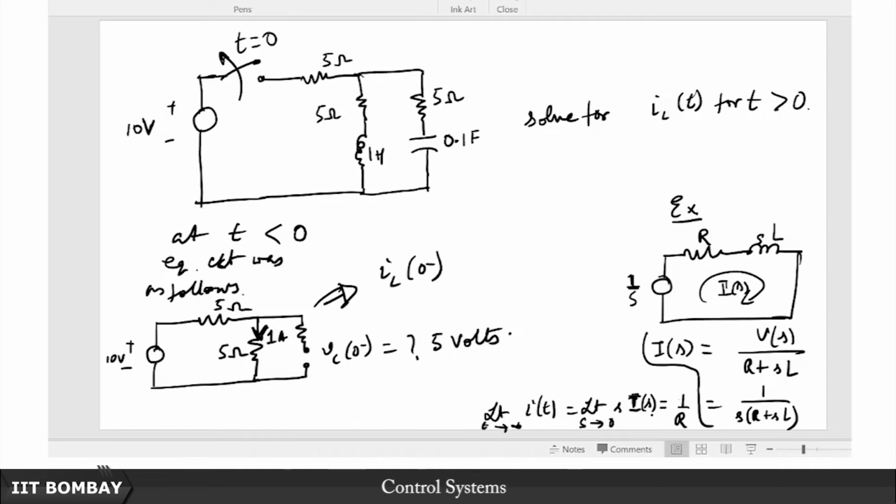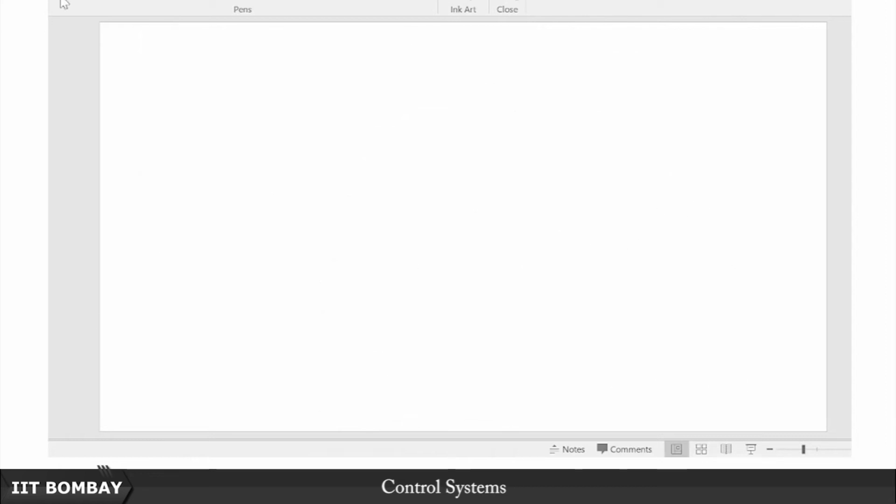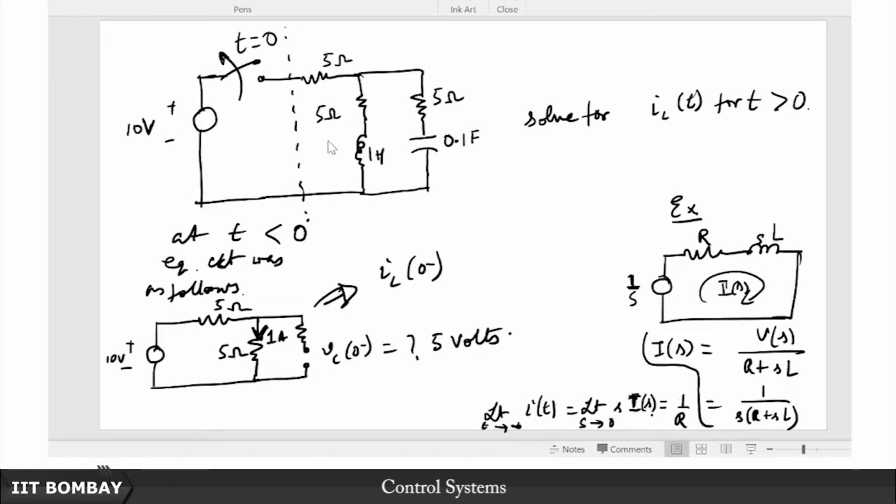So now we can draw the equivalent circuit for t greater than 0. We have to totally ignore this part now, because this part is playing no more role. So we replace each of these elements with not just their equivalent frequency domain representations, that is SL and 1 by SC, but also with those initial conditions incorporated in the form of these sources. Once we do that, this is how our circuit will look. Once again, recall, we are going to ignore this part.